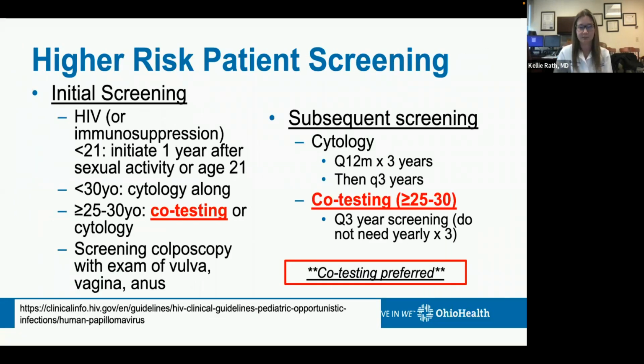And so these patients, we want to start screening at 21, or 1 year after the onset of sexual activity. And the first screening examination includes colposcopy as well as cytology-based testing. They would continue cytology every 12 months for the first 3 years, and then moving to every 3 years. And then at co-testing, they would be on Q3-year screening. So instead of every 5-year screening, they would be on every 3-year screening. And again, in this group of patients, co-testing is also preferred after age 25.